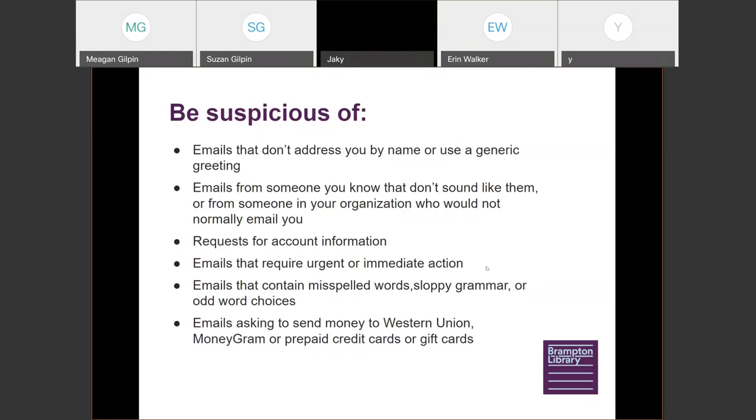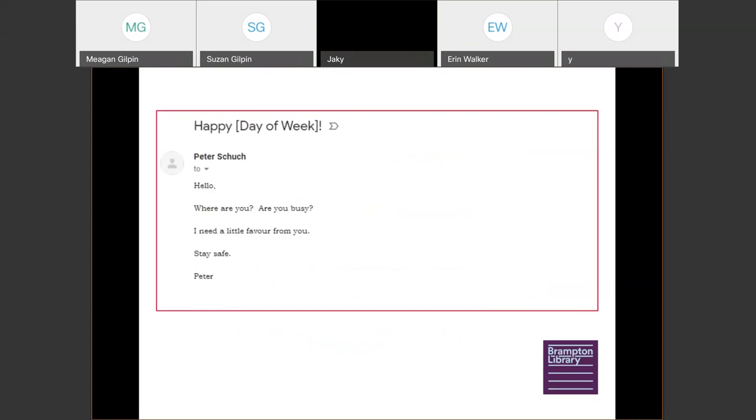So here's actually an example of one that I received recently from my father-in-law. So I threw it in here as an example. Now, right away, for me, a red flag was the happy, in brackets, day of the week. So obviously, this email had been automated in some way, and that day of the week should have been filled in with, say, happy Friday, if it had been a Friday. The email address, when I hovered over it, was correct. It was coming from my father-in-law's actual email address, but the tone of it seemed off.